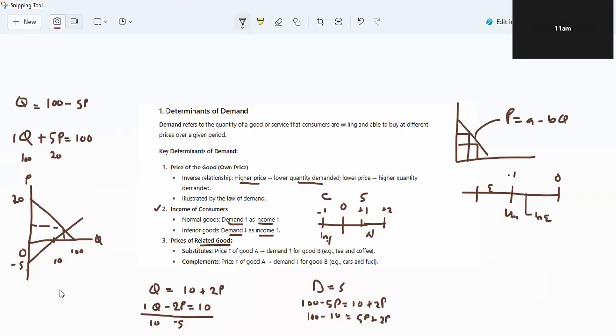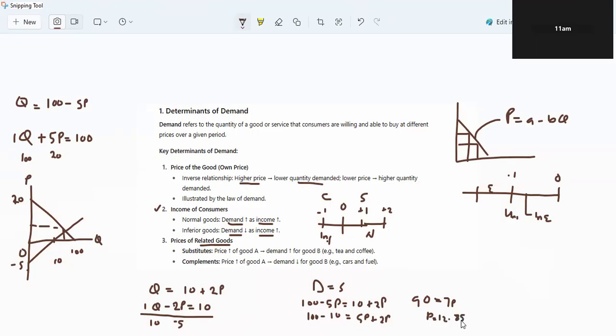So this will be our equilibrium. So here we're going to have 90 is equal to 7P. What is our P? We divide both sides by 7. So 90 divided by 7 is 12.85. So our P is 12.85. Then how do we find our Q?